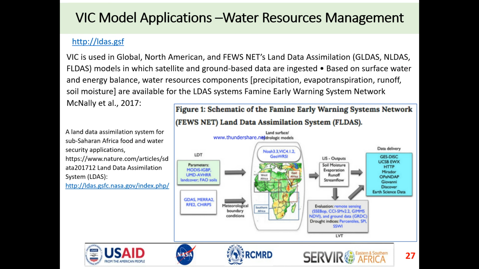The model has also been used by FEWS NET in their Land Data Assimilation Systems, or what we call FLDAS, in which satellite and ground-based data are all ingested into the land data simulation model, and based on the surface and energy balance, water resources components like precipitation, evapotranspiration and soil runoff are derived for the Famine Early Warning System, or what we call FEWS NET.